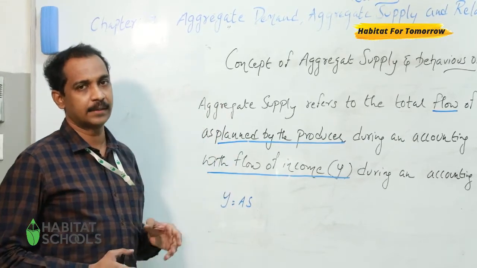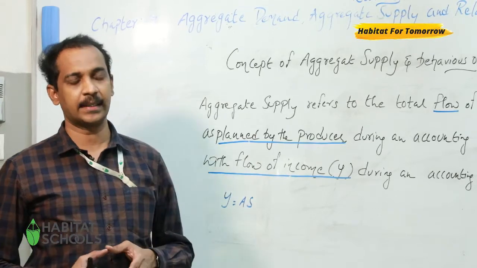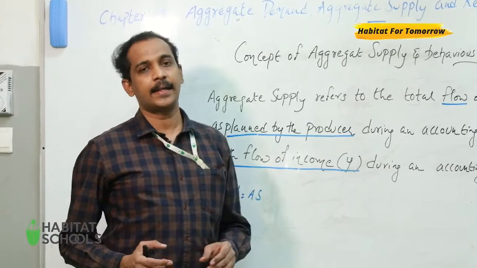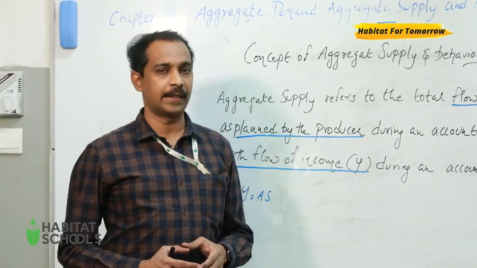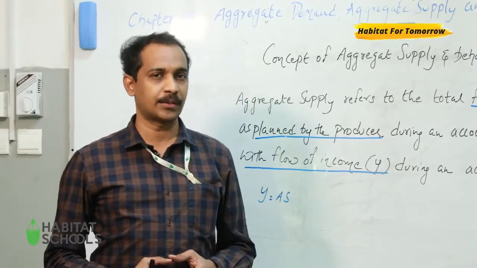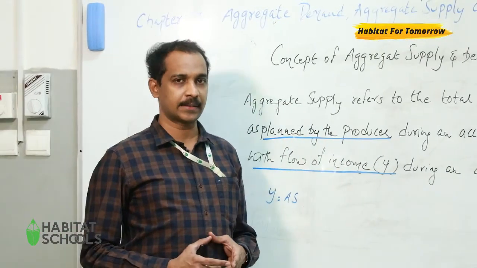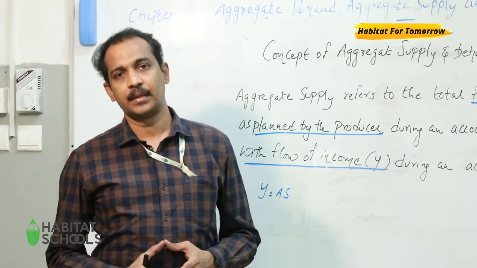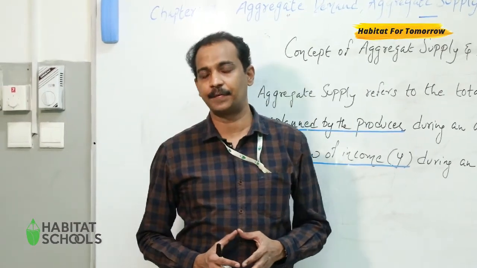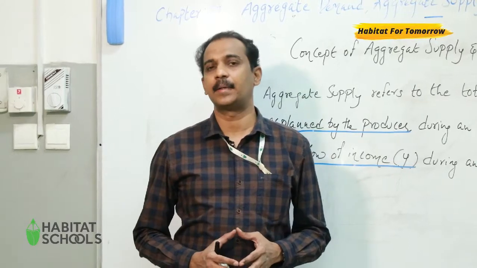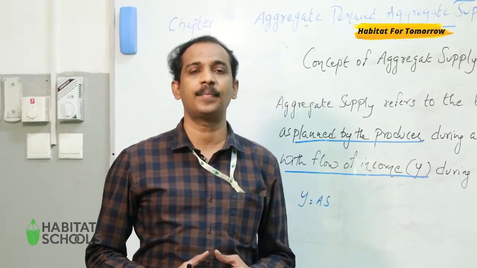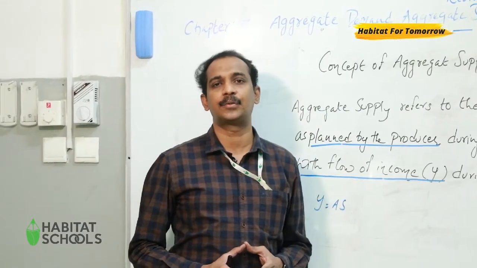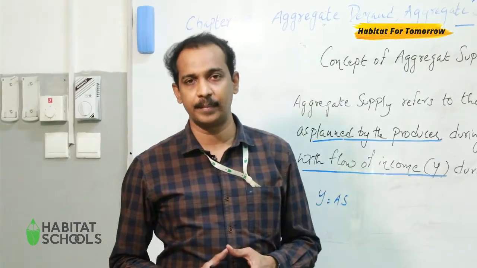This definition offers some observations. Yes, there is a relationship between income level and aggregate supply. Aggregate supply is identical to the level of income. Because, as you students know, when we produce goods and services in our economic system, that implies value addition. Value addition implies level of income. Level of income implies aggregate supply. So, we can conclude that aggregate supply is identical to level of income in the economic system.